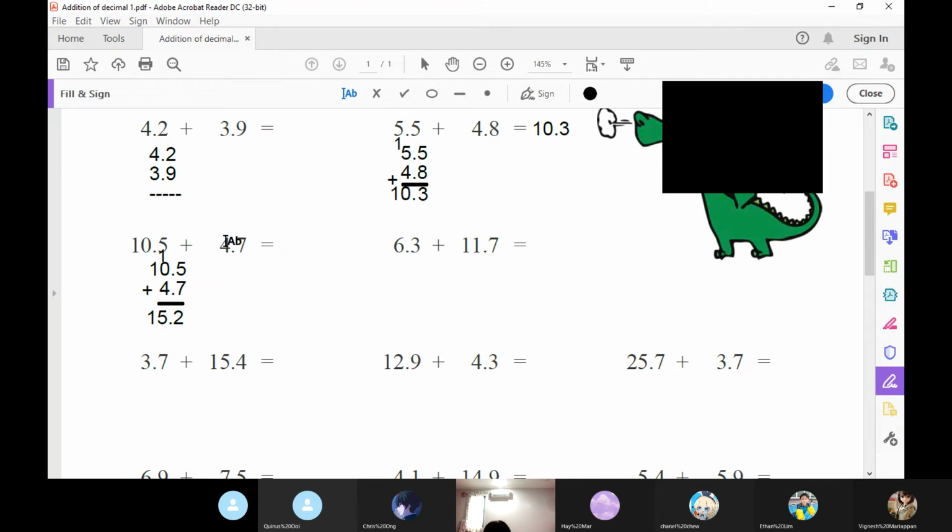This is what I want everybody to do on your worksheets. Don't just give me the answer 15.2. Please show the working instead of just putting the answers there. Any questions? No, teacher.